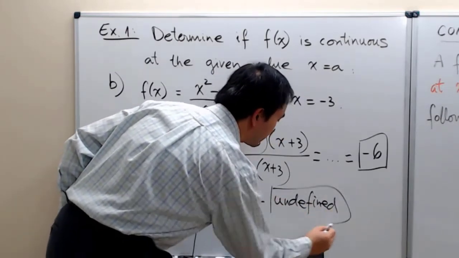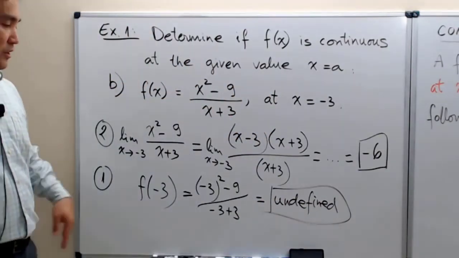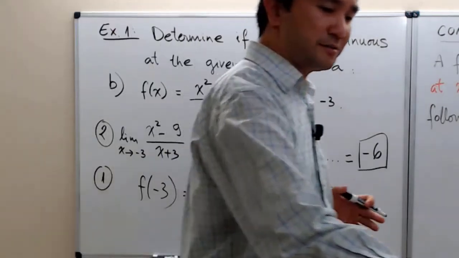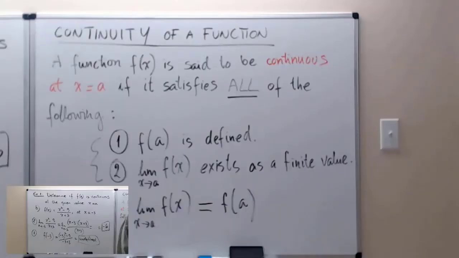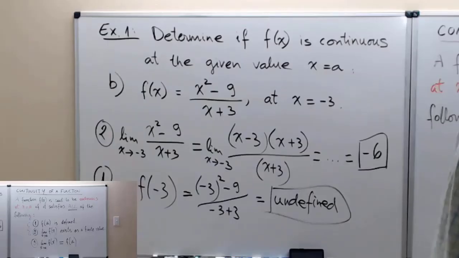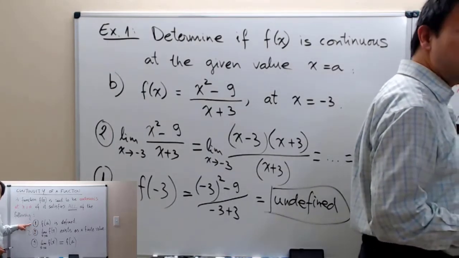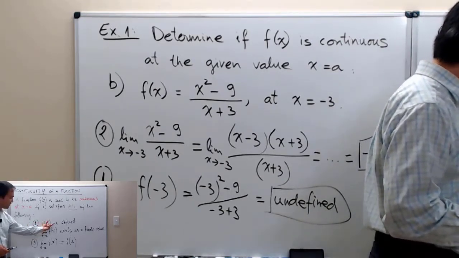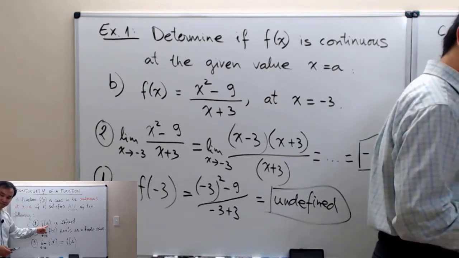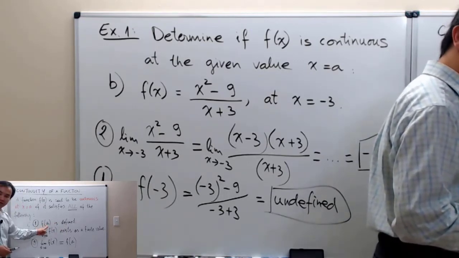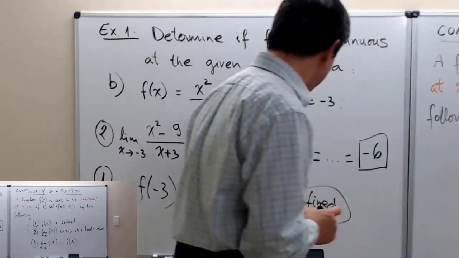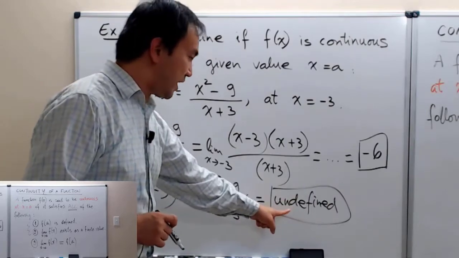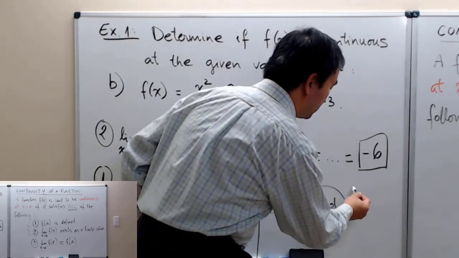Here we have an undefined value. We don't know what value this is. And so having an undefined value right here, then we are violating that first requirement. The first requirement needs us to have our function value defined at x equals a when we plug x equals a into our function. But now in our case, f of -3 is undefined. And so right now we fail requirement number 1.